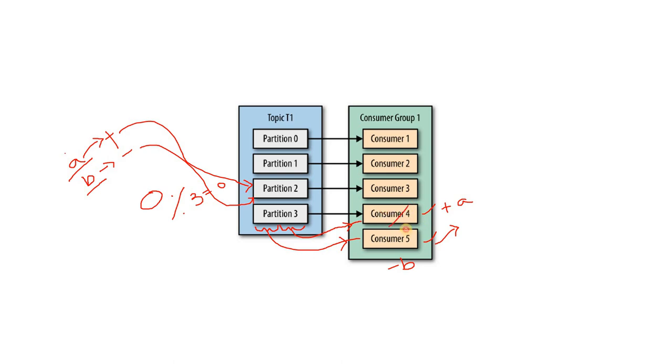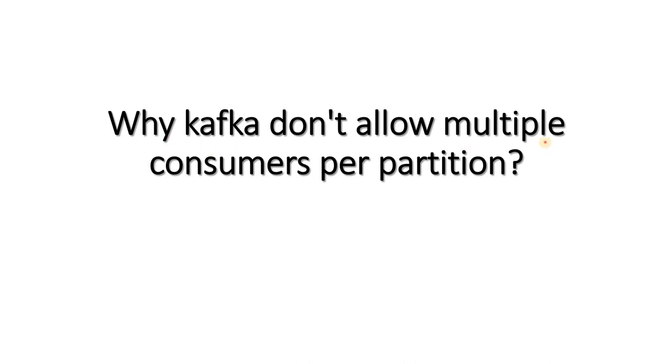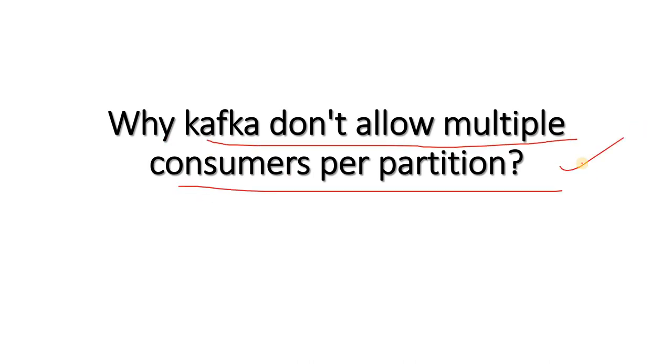Maybe if one consumer is down, then another consumer starts consuming the messages from partition 3 by rebalancing. Okay, right. So I hope you understood this point, which is a very important interview question also: why Kafka doesn't allow multiple consumers per partition.